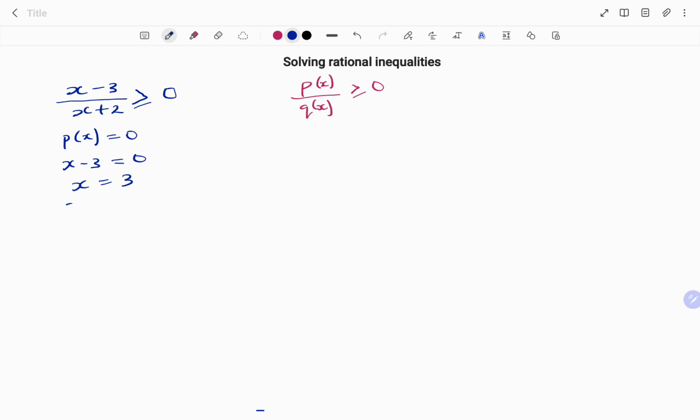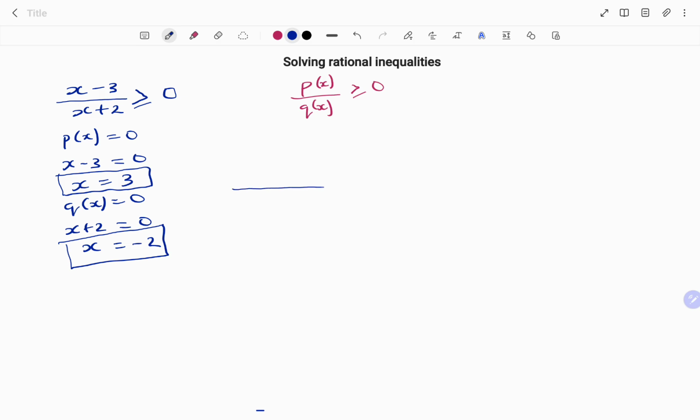Then we equate our q of x to 0. Our q of x here is x plus 2 equals 0. Therefore, x equals minus 2. So we have two solutions to work with: x equals 3 and x equals minus 2. We are going to test these points on a number line.